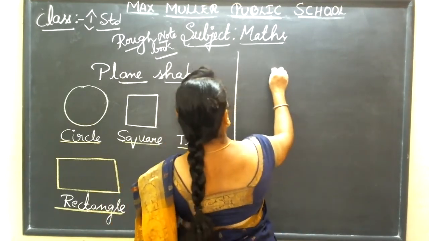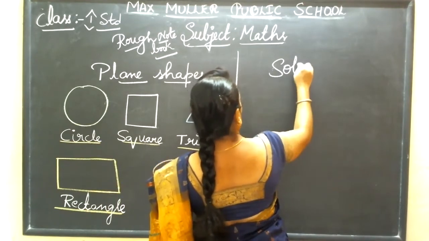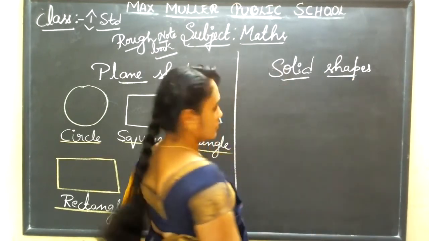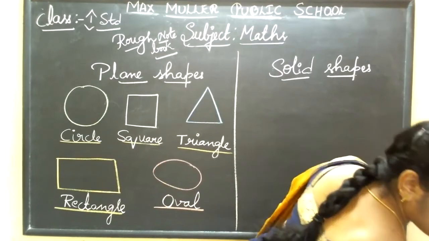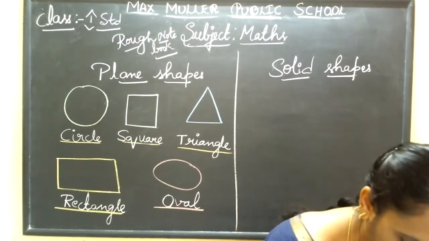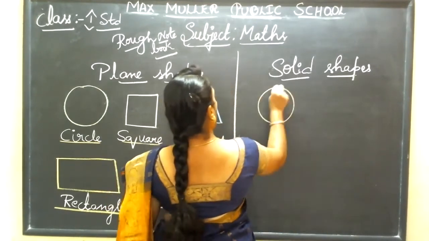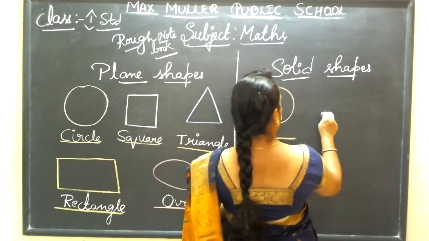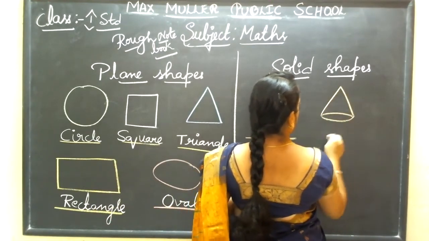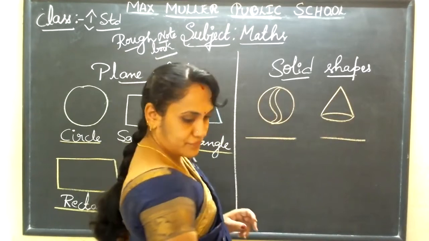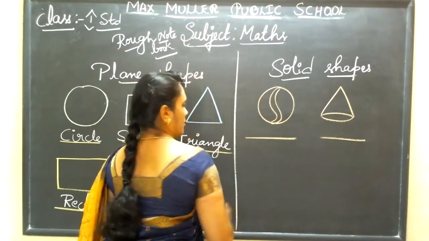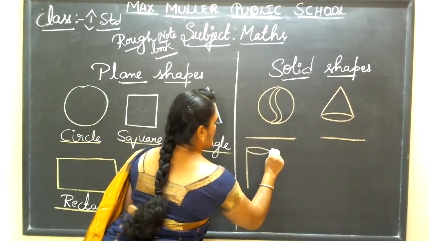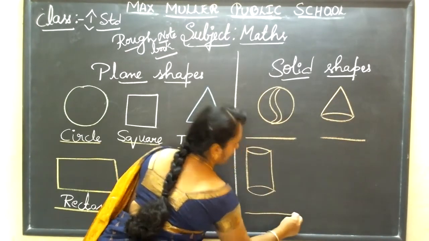Then this side you draw solid shapes. Draw the solid shapes. Sphere. Then cone. Cylinder.